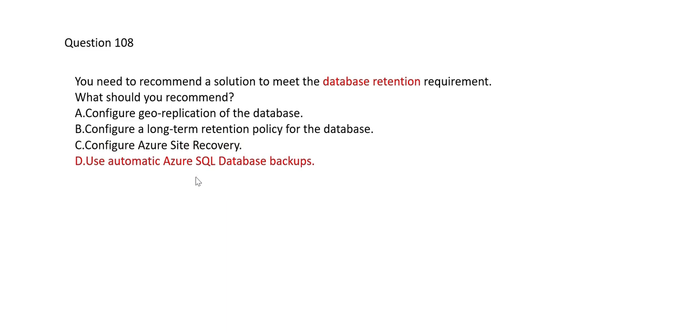Let's see option D. Option D says use automatic database backups. So even if you keep taking backups, multiple copies, that does not talk about database retention. Retention means, for example, you want the same database to be retained for 7 years, for 10 years. Sometimes there are requirements from an audit perspective. For example, in financial companies and banks, there is a requirement that your data should be stored in archive for 7 years. So that means your database has to be retained for 7 years. That's the retention. So you cannot do that just with backups.